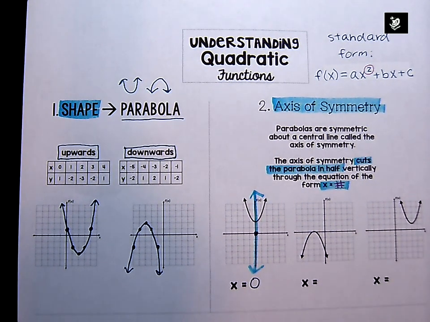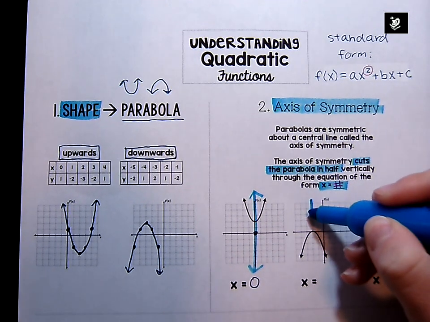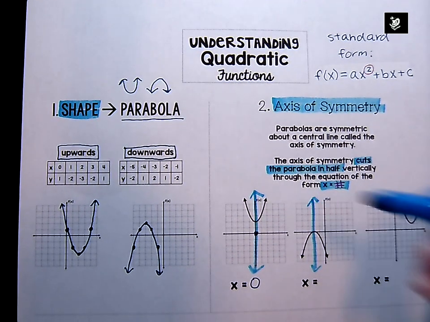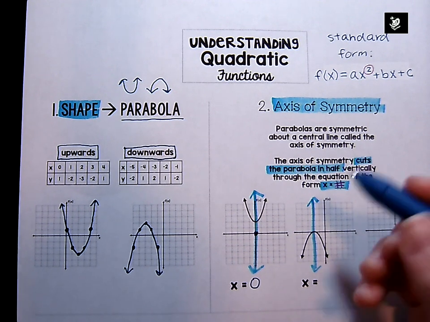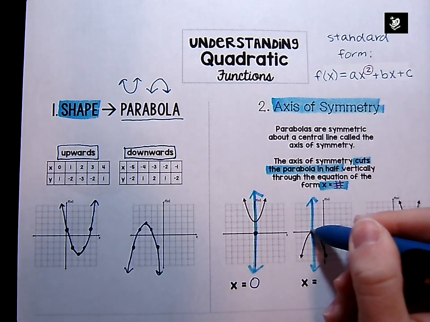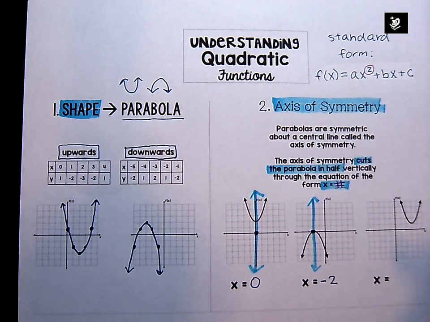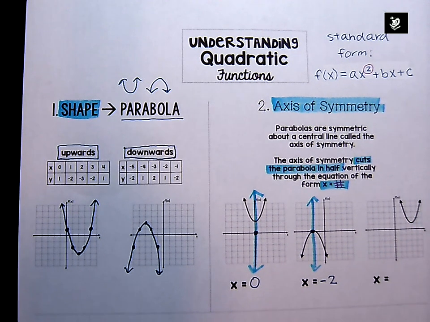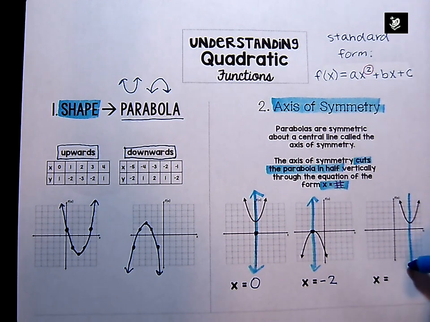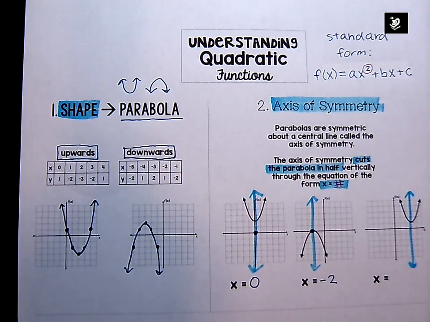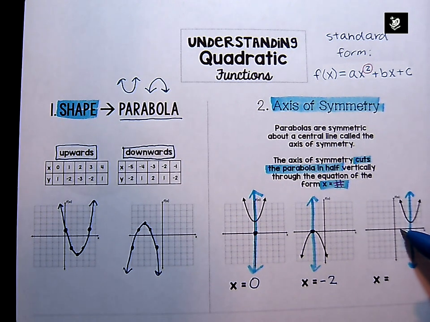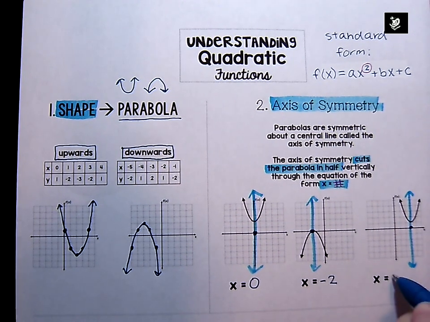For the next one, again, I want to figure out where can I split it in half. So there is the halfway point. And again, I want to figure out where am I crossing the x-axis. So it's 1, -2. So the equation of this axis of symmetry is x equals -2. So see if you can figure out what would be the axis of symmetry for the last one. Well, if we go straight down the middle, there's my line. And now I'm going to count. Where do I cross the x-axis? 1, 2, 3. So the axis of symmetry is x equals 3.